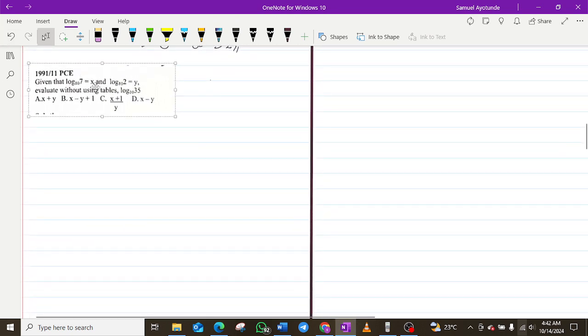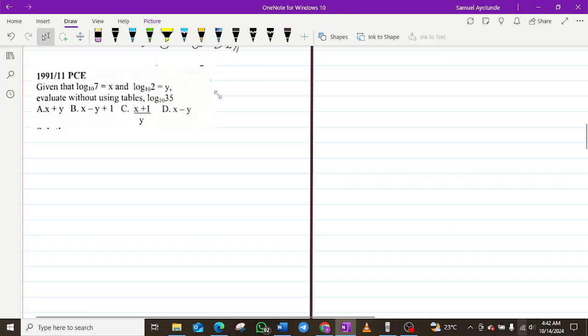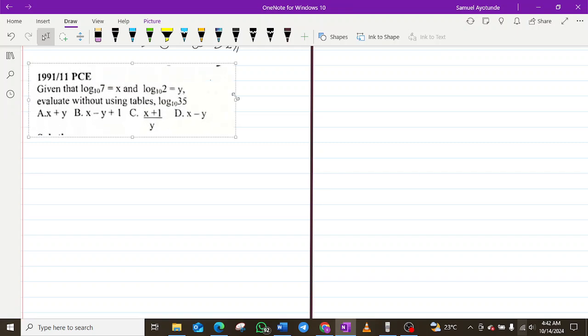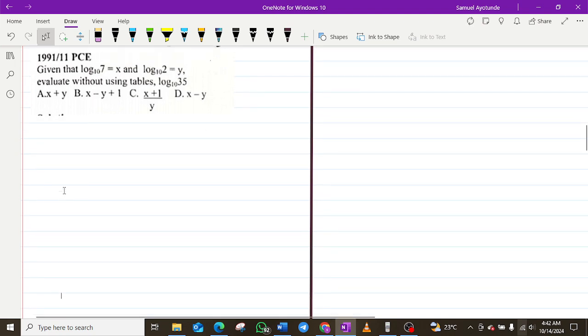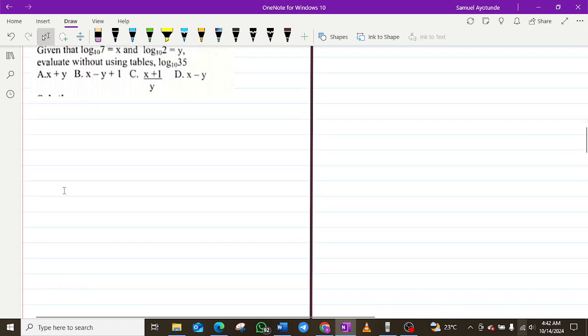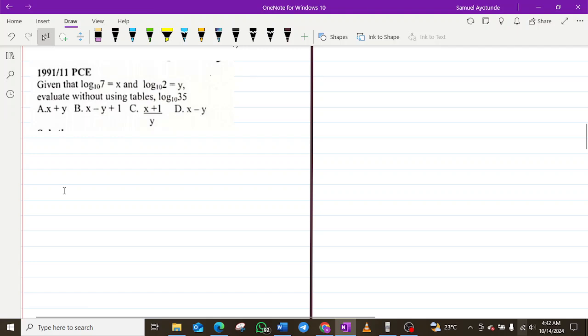So we have here, given that log 7 base 10 is x, and log 2 base 10 is y. Evaluate without using table log 35 base 10.